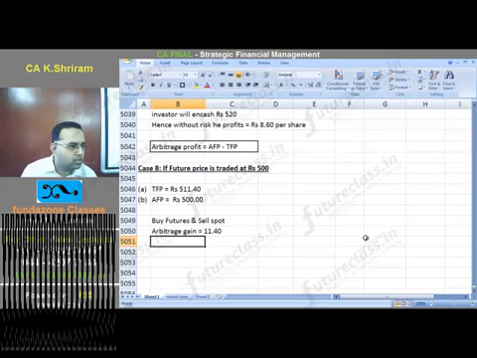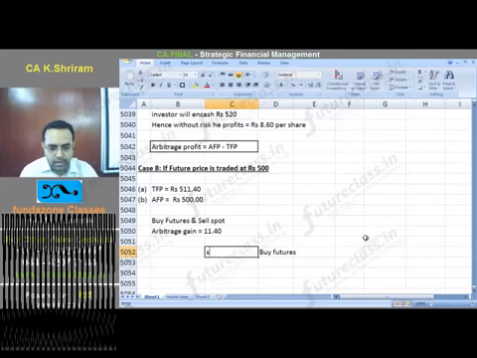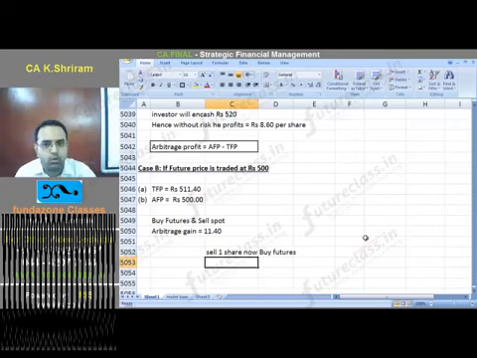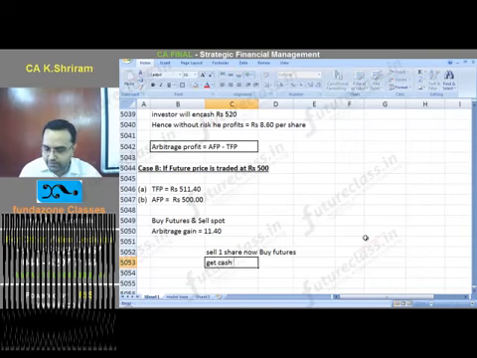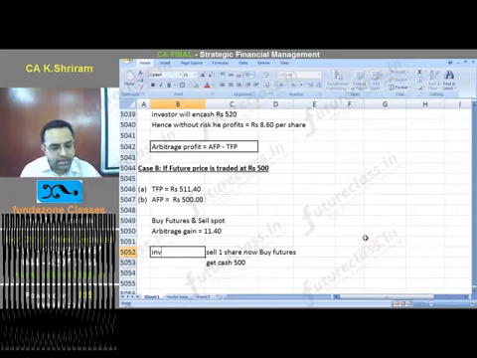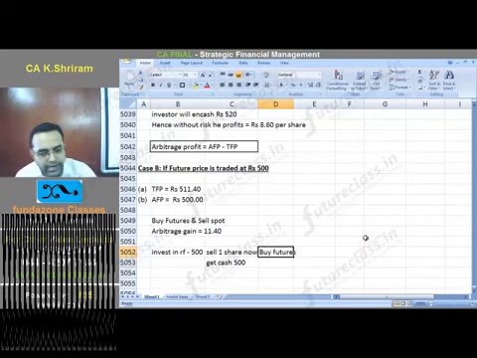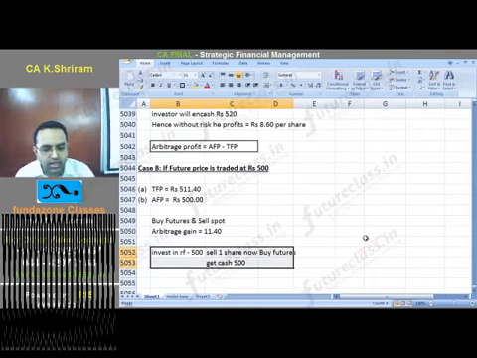How can we explain this? You buy futures, correct? And then you sell spot, which means you sell a share. Sell one share now, correct? When you sell one share now, how much money will you realize? 500 you will realize. Get cash 500. That you will invest in RF. Plus immediately buy futures. Do all the 3 transactions now. Tie it and then wait for 3 months.